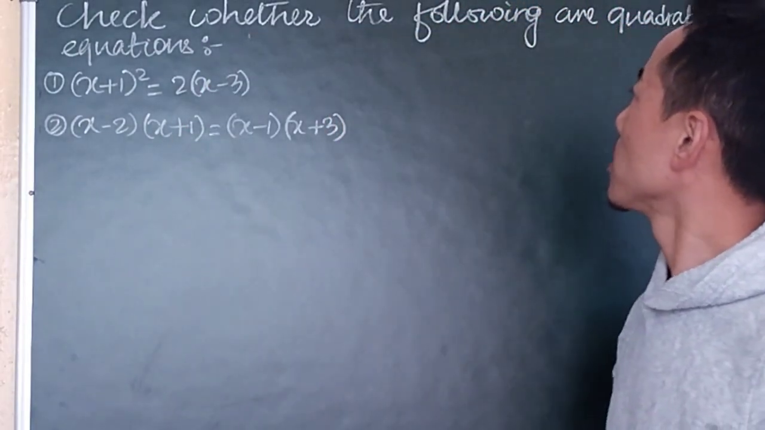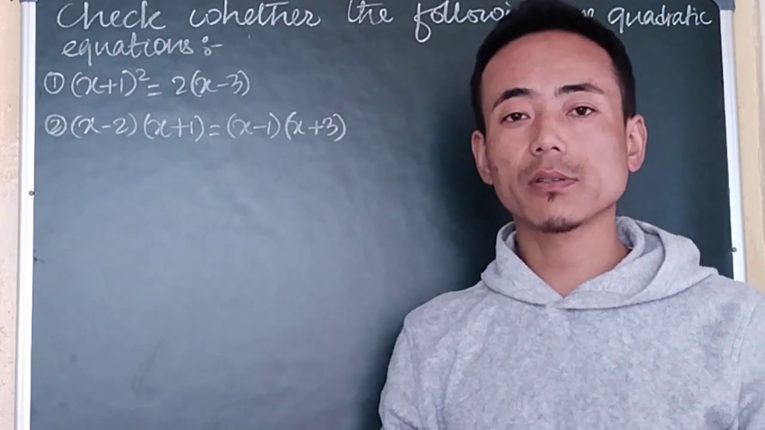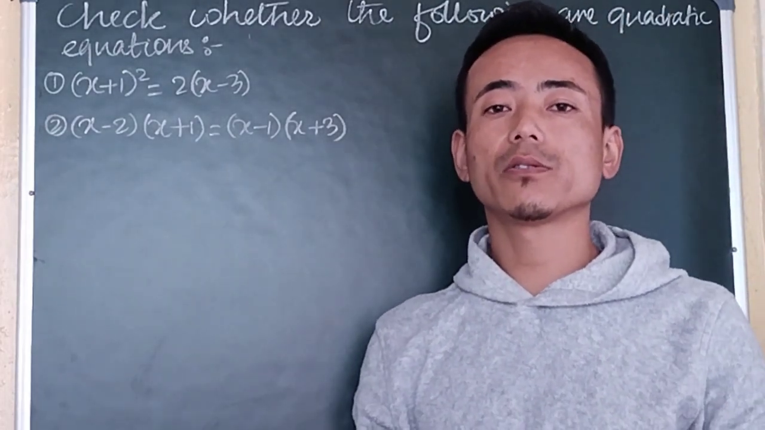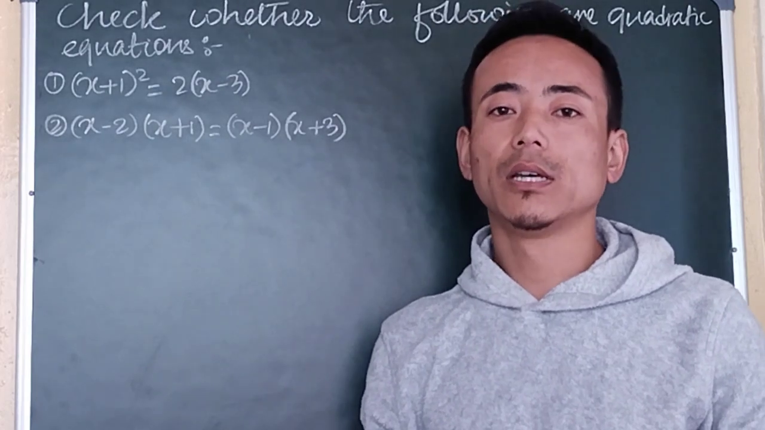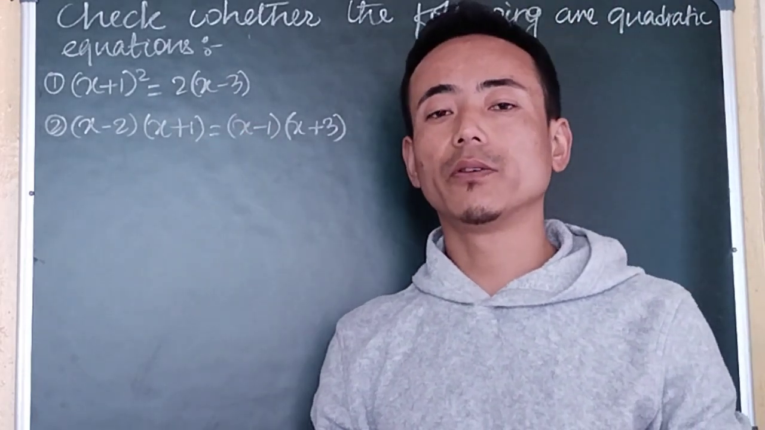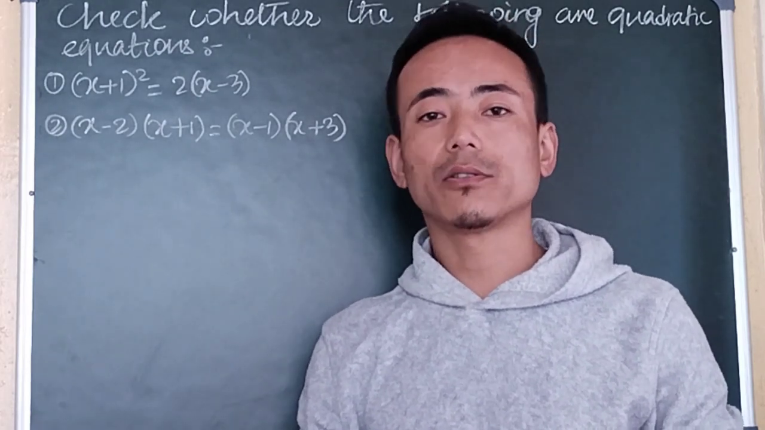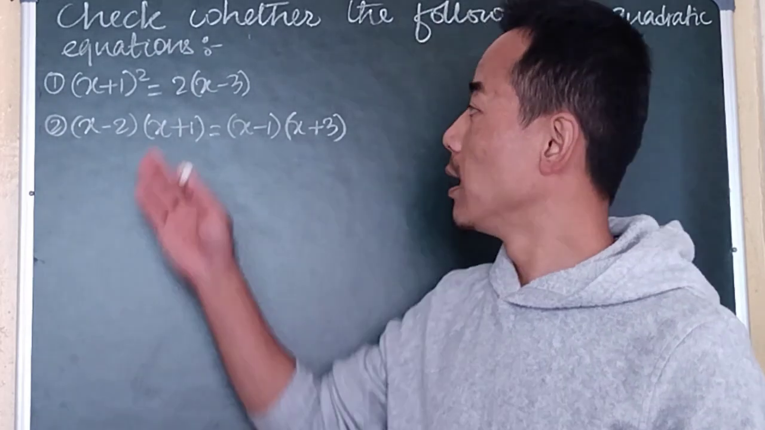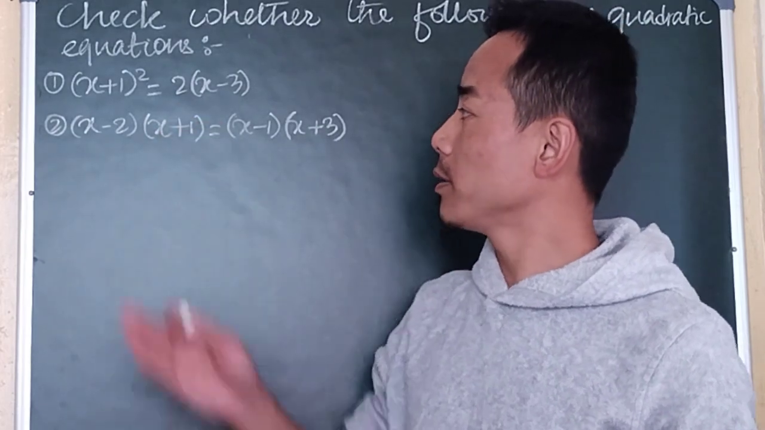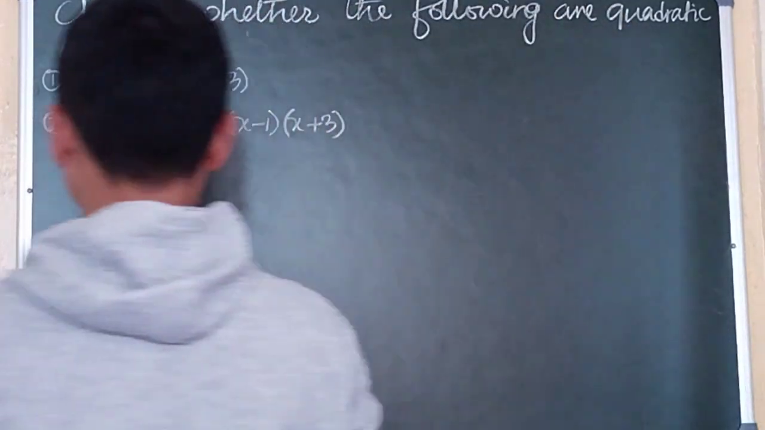So the first thing that the question can come in the examination in the objective type is: check whether the following are quadratic equations or not. So you may be given certain equations and you have to check whether these equations represent a quadratic equation or not. So what you have to see is whether this equation can be transformed into the form ax squared plus bx plus c equals 0, where a is not equal to 0. So let's take these examples and see whether these equations are quadratic or not. So let's start with question number 1.